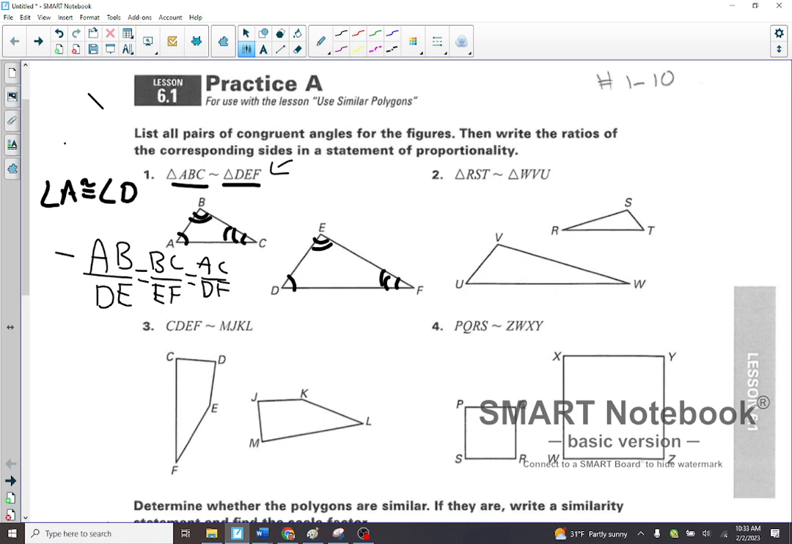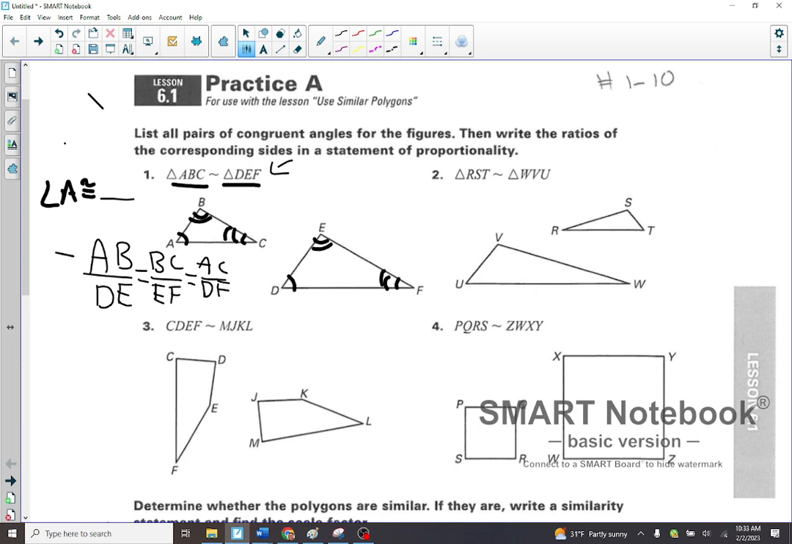On the test, we're going to write every single one of them. On the test, it'll look like this, where I have this blank, and then you just fill in the blank. Why do you do it like that? You don't write equal, because they're not equal to each other; they're proportional to each other.